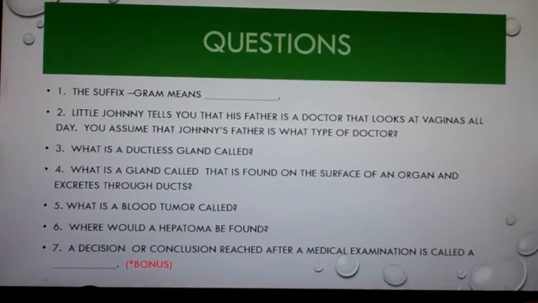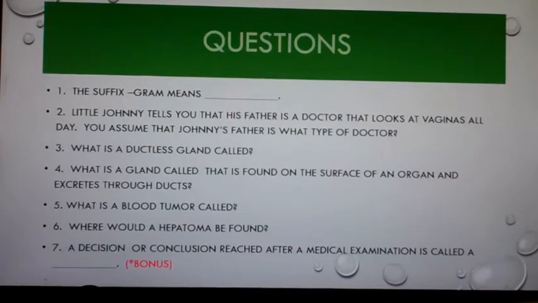Number 5, what is a blood tumor called? Number 6, where would a hepatoma be found? Number 7 is a bonus question. As I said, that means we didn't go over it in this lesson, but it was in a prior lesson. A decision or conclusion reached after a medical examination is called a blank.